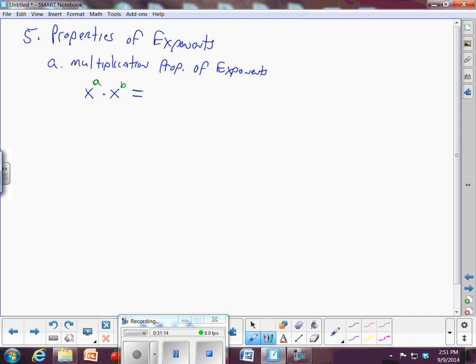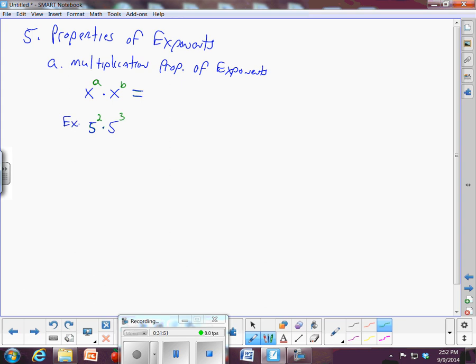I'm going to do an example. Let's see if we can figure out what this is going to equal. So let's come underneath and do an example. Let's use the number 5. Oh, this should be blue. Sorry about that. So let's use the number 5, and let's go with 5 to the 2 power, back to blue, times 5 to the 3 power.